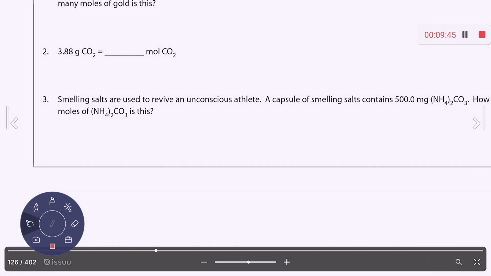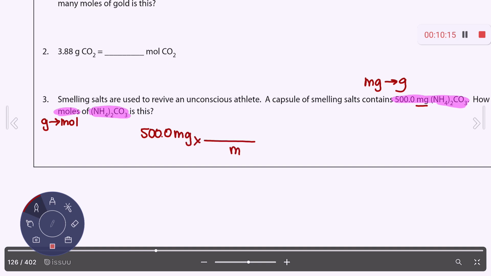Here it says smelling salts are used to revive an unconscious athlete. A capsule of smelling salts contains 500 milligrams of ammonium carbonate. How many moles of ammonium carbonate is this? Okay, so here you're going to notice that we are given milligrams instead of grams. You need to convert milligrams to grams first, and then you can convert grams to moles using the molar mass of ammonium carbonate. So this is going to be 500 milligrams. And then milligrams to grams is a one-step metric conversion. The number 1 goes where the prefix is, which is milli. Milli stands for 10 to the negative 3, so it would go up on top like this.